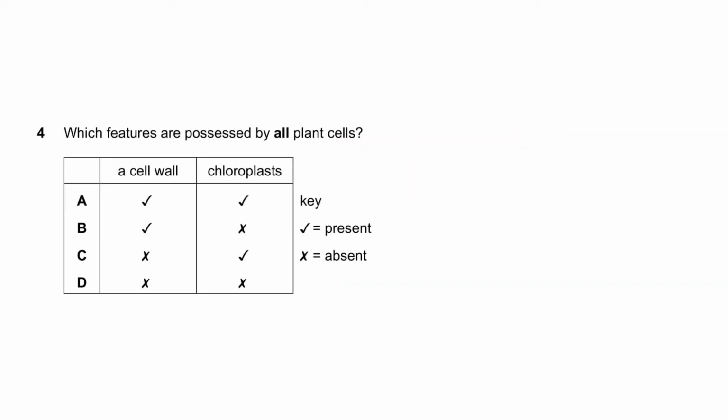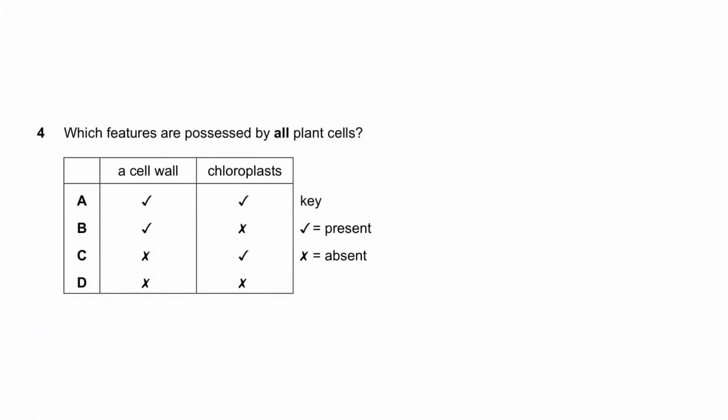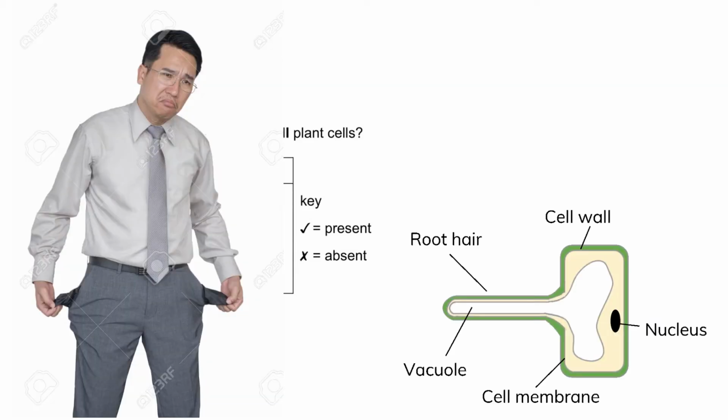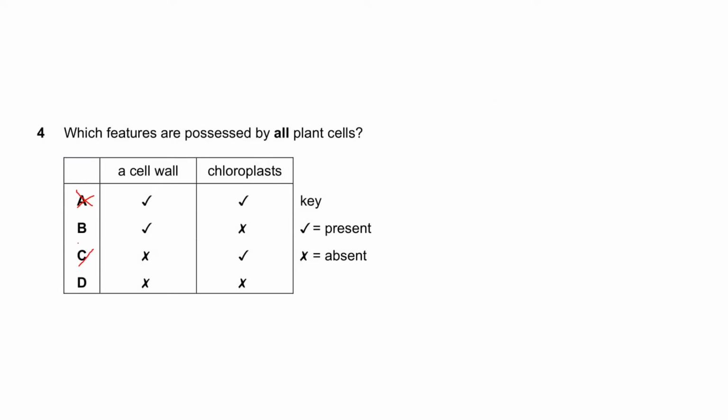Question 4 says which features are possessed by all plant cells? Now this is a trick question because usually you would go for option A, which says that they have both cell walls and chloroplasts, but if you think about the root hair cell, they don't have chloroplasts, which eliminates options A and C. All plant cells do have cell walls, so the answer is B.